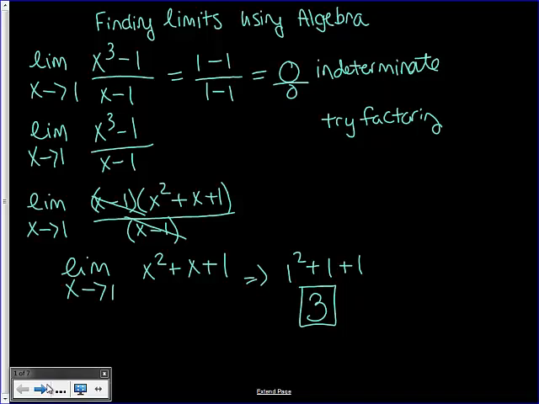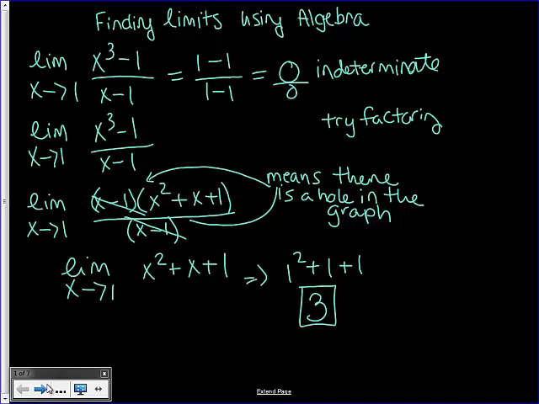Now this specific type of canceling indicates a hole in the graph. When I cancel it like that, on top and bottom, it means there is a hole in the graph. Okay? We're going to try one more.